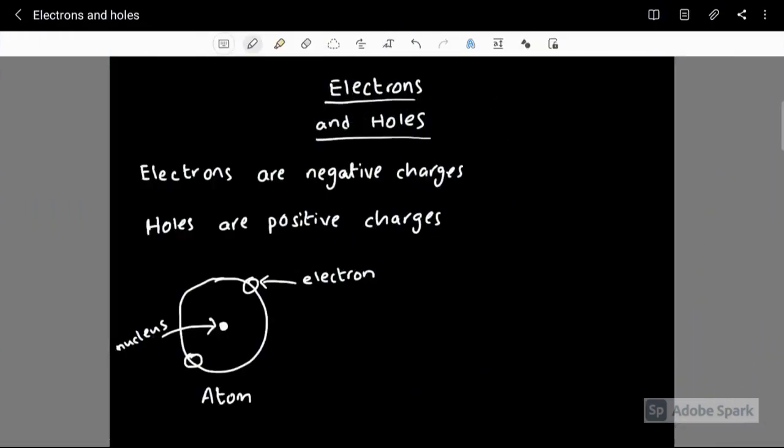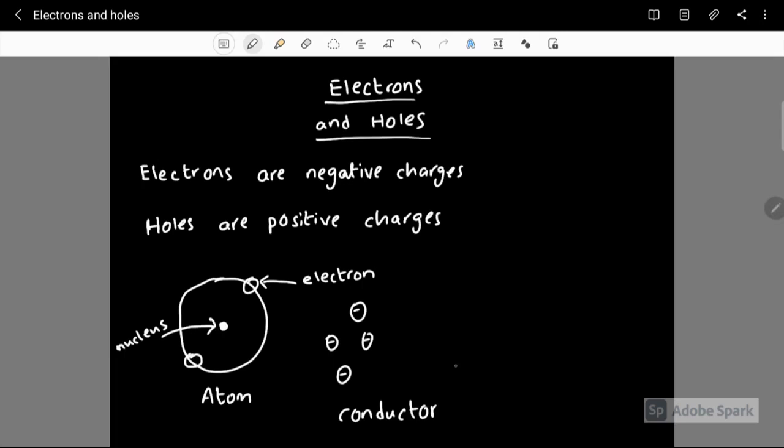Electrons and holes are negative and positive charges respectively, and as you can see in this diagram, electrons orbit a nucleus, and when certain conditions are met, these electrons are able to move freely given that they are inside of a conductor. Now, a conductor is simply a material that allows these electrons to move freely within it.